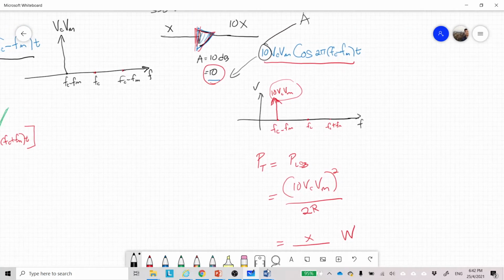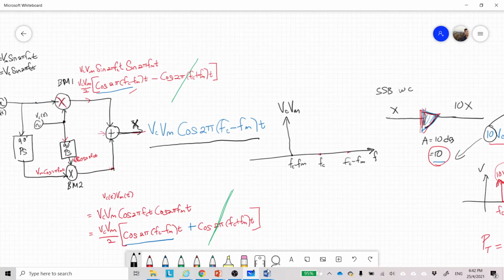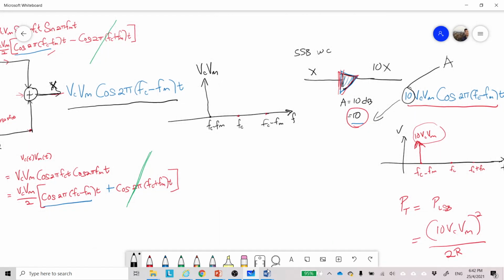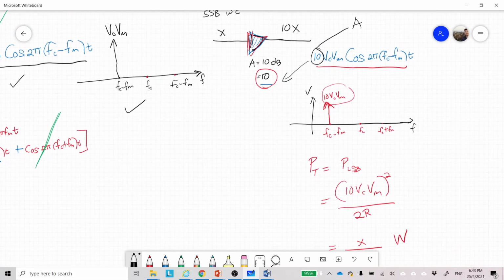Now you know how to write the equations. You see that we don't use a filter. We use the phasing method, using different phases to remove the unwanted sideband, based on the design of the system. So you know how to write the final equations, draw the amplitude spectrum, and calculate the total power.